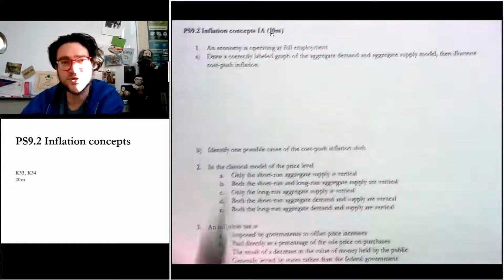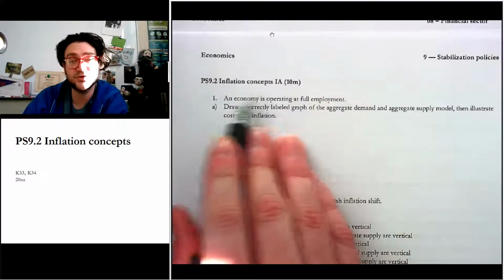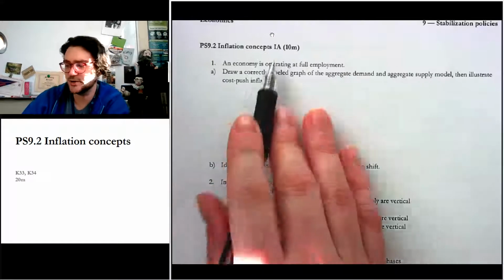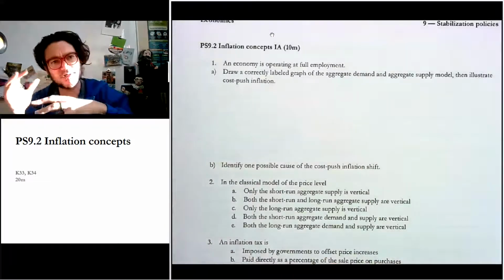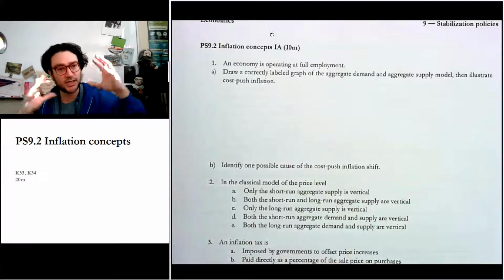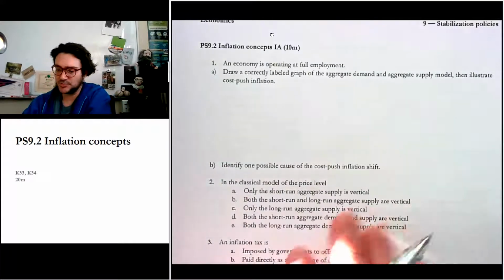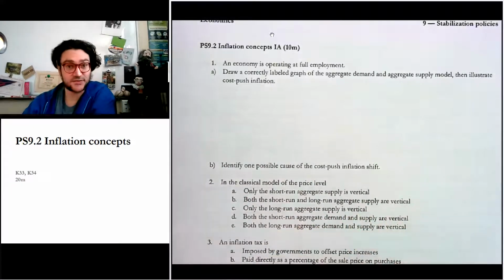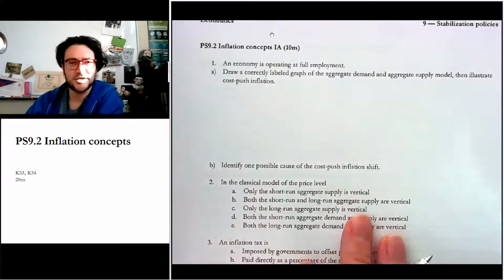Well, hello there. So in this video, we're going to do problem set 9.2 inflation concepts. There's actually a part A and a part B. We're just going to do both parts together, although normally in class, I try to actually break these up a little bit. So if you need to pause me halfway through to get up, walk around, take a break, that's fine.